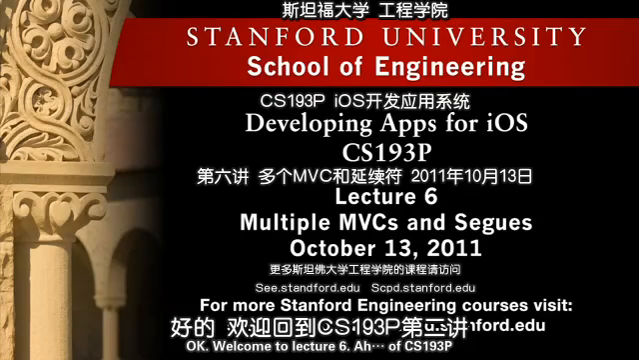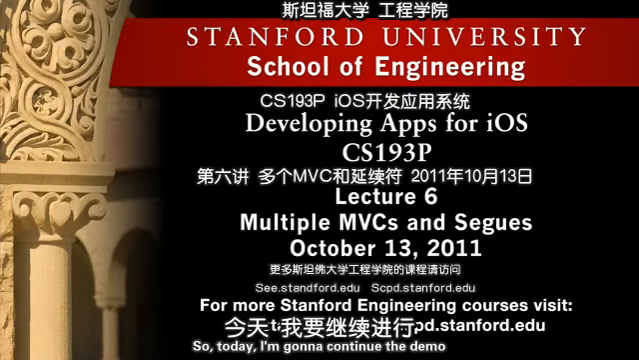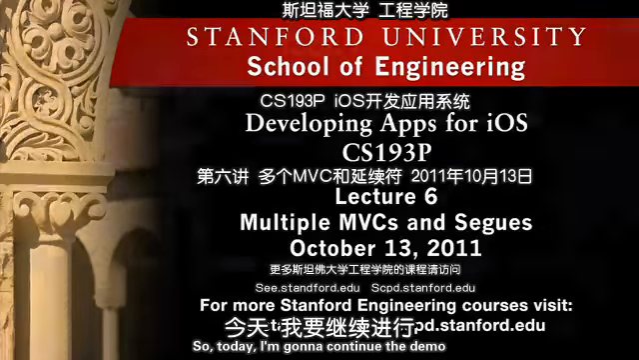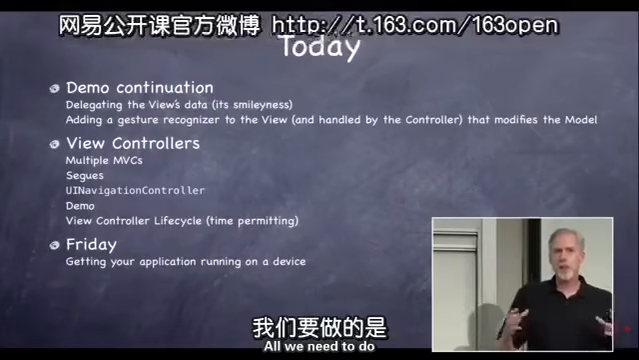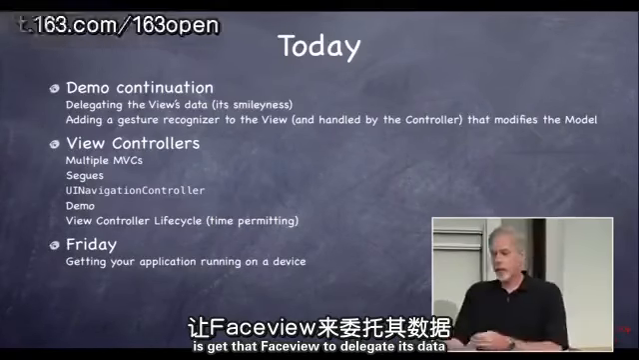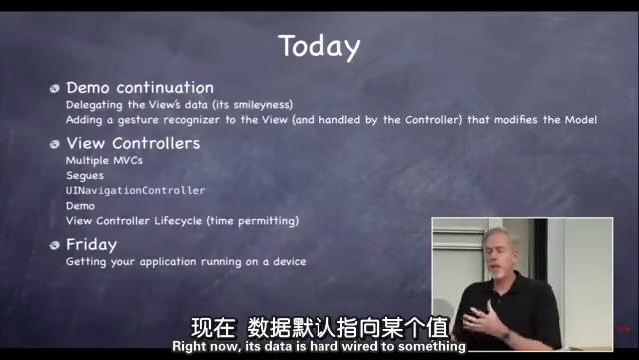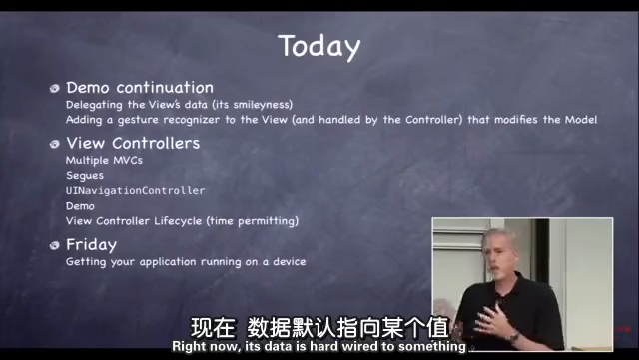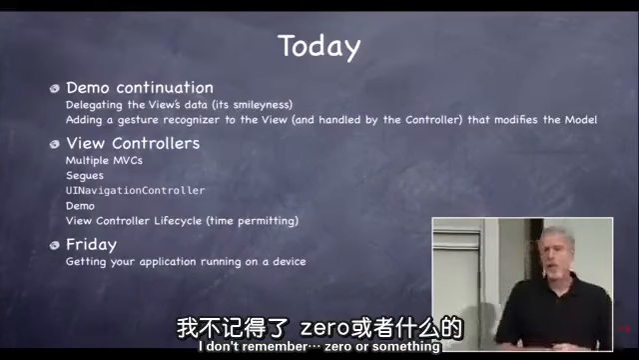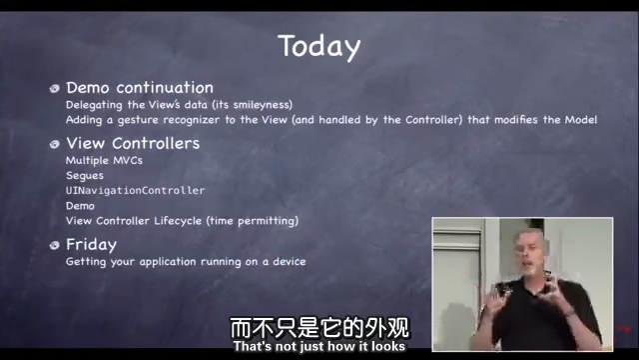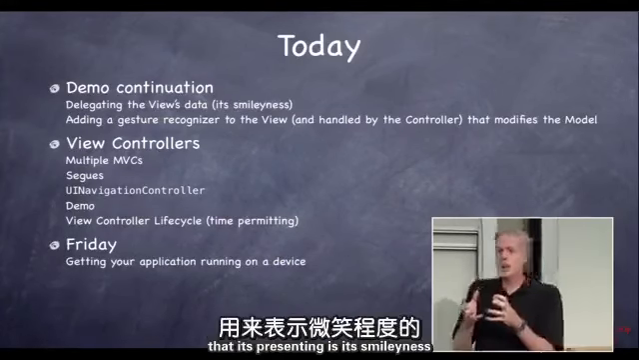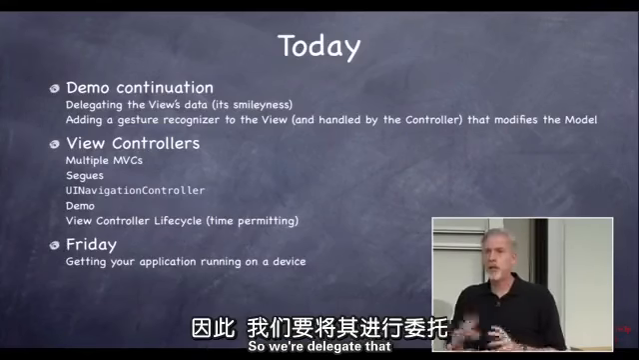Okay, welcome to Lecture 6 of CS193P. So today I'm going to continue the demo that we started last Thursday. We're almost done there. All we need to do is get that face view to delegate its data. Right now, its data is hardwired to something, I don't remember, 0 or something. So its smiliness is part of its data. That's not just how it looks, that's actually some of the data that it's presenting. So we're going to delegate that.